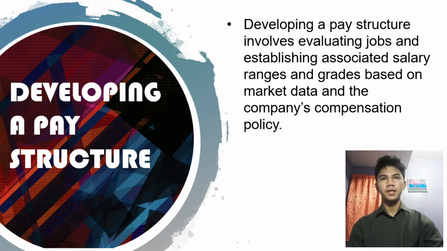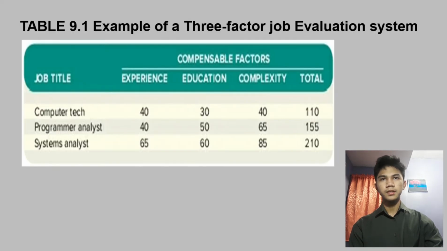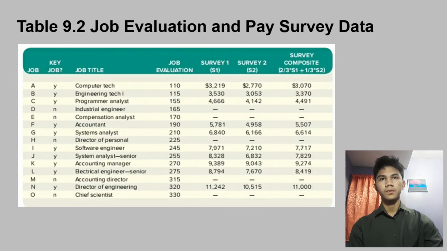So it involves a collection of wage grades, levels, or bands that link related jobs within a hierarchy or series, providing a framework to implement reward strategies and policies. Here's an example of a three-factor job evaluation system. These are the compensable factors, and they grade each job title based on the factors they have. Table 9.2 shows the job evaluation and pay survey data.